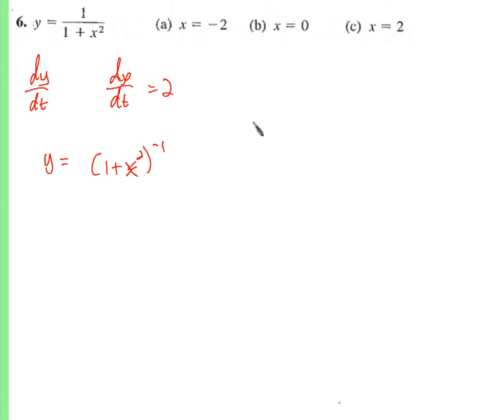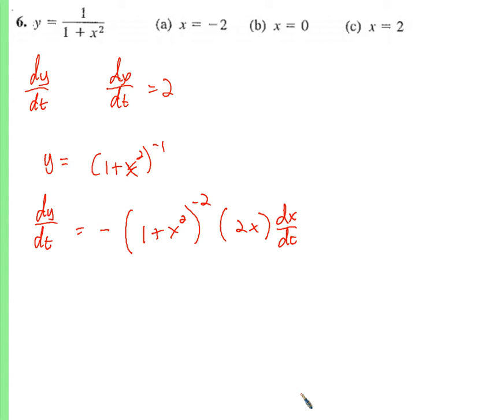The derivative of both sides. So dy/dt equals, how do we take the derivative of the right side? Negative exponent times the inside, so negative 1 times the inside. Oh, it's just negative 2, to the negative 2, times dx/dt.